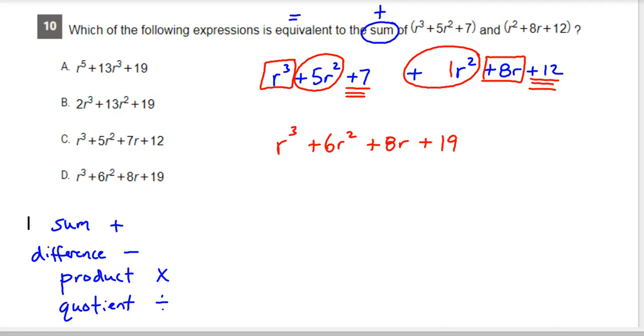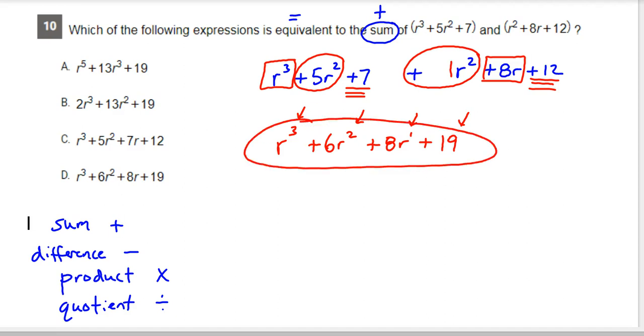And typically we write these in descending order. So you'll notice the exponents go 3, 2, there's an understood 1 right there, and then 0. So that's called descending order. So the final answer is r cubed plus 6r squared plus 8r plus 19. So that's one strategy of how to solve that.